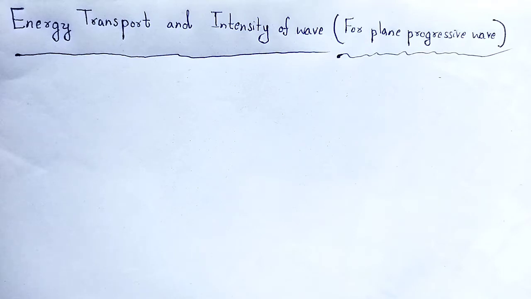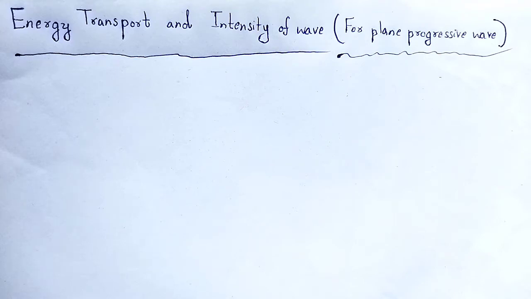In this video, we are going to discuss energy transport and intensity of wave in case of plane progressive wave. Let's begin. When a plane progressive wave propagates in a medium, throughout that medium, the particles are successively set into vibration due to elasticity of the given medium. In this way, energy is transferred from one particle to another throughout the medium when the wave propagates.